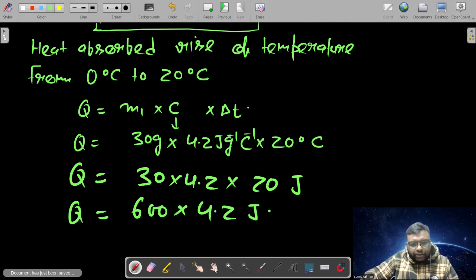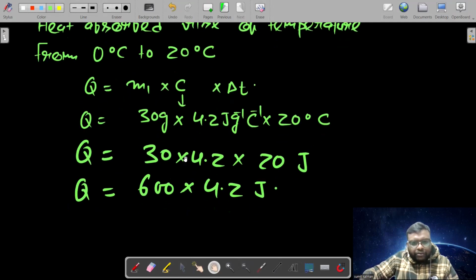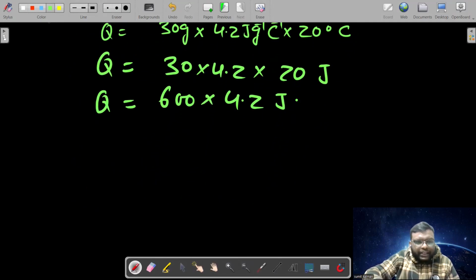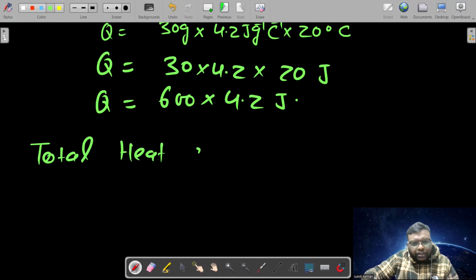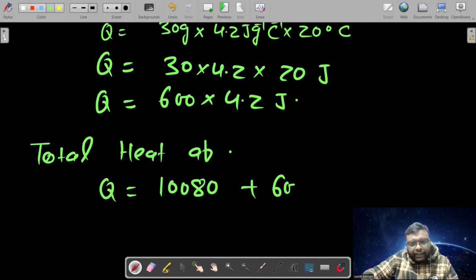Now the total heat energy absorbed, the total heat absorbed, will become Q is equal to 10080 plus 600 into 4.2 joule.